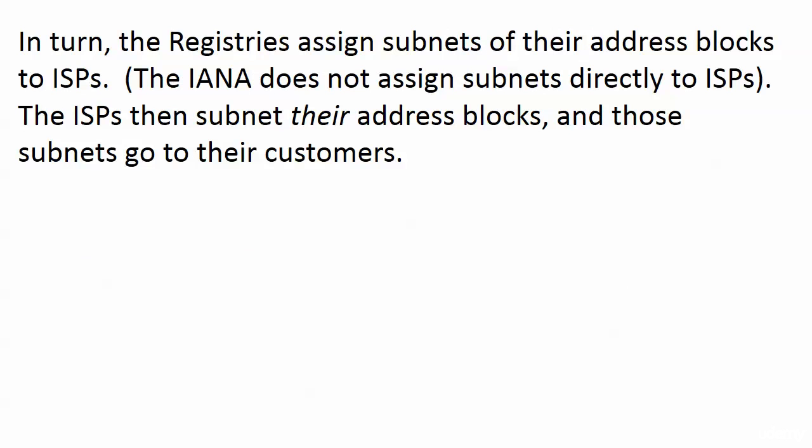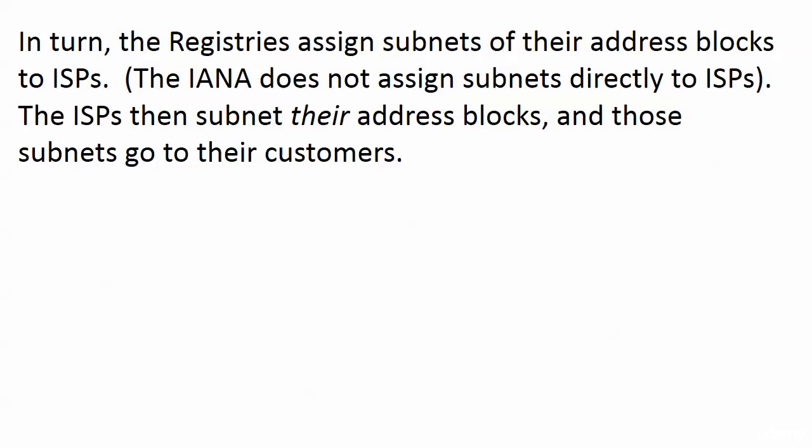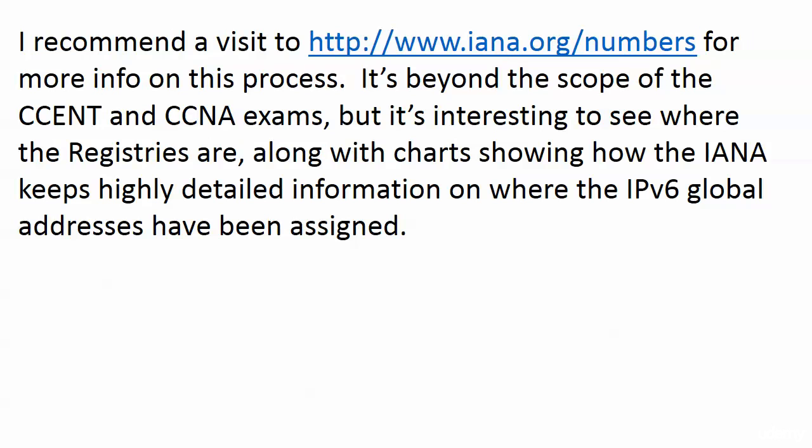Now, in turn, the registries assign subnets of those blocks to ISPs. Because again, the IANA does not assign subnets directly to ISPs. They don't give them directly to us. So then the ISPs get a slice of the pie. And then the ISPs subnet the address blocks they've been given, and those subnets come to the customers. So again, they start at the IANA, then those get passed down to RIRs. They're subnetted again. Those go to the ISPs, the ISPs subnet them again, and finally, they go to you and me at Fred's Bank, the customers.